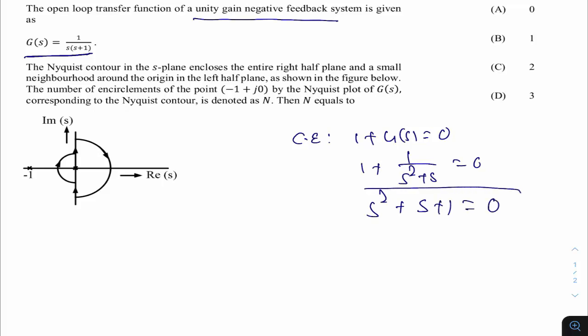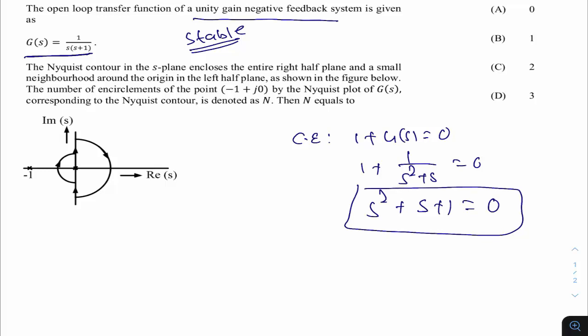Now it's a second order equation and all the coefficients are positive. That means if I find the roots of this, they will definitely be lying in the left half plane. These are the closed loop poles. If the closed loop poles are lying on the left half of the S plane, that means the system is definitely a stable system. So indirectly, the information is given that the closed loop system is a stable system.